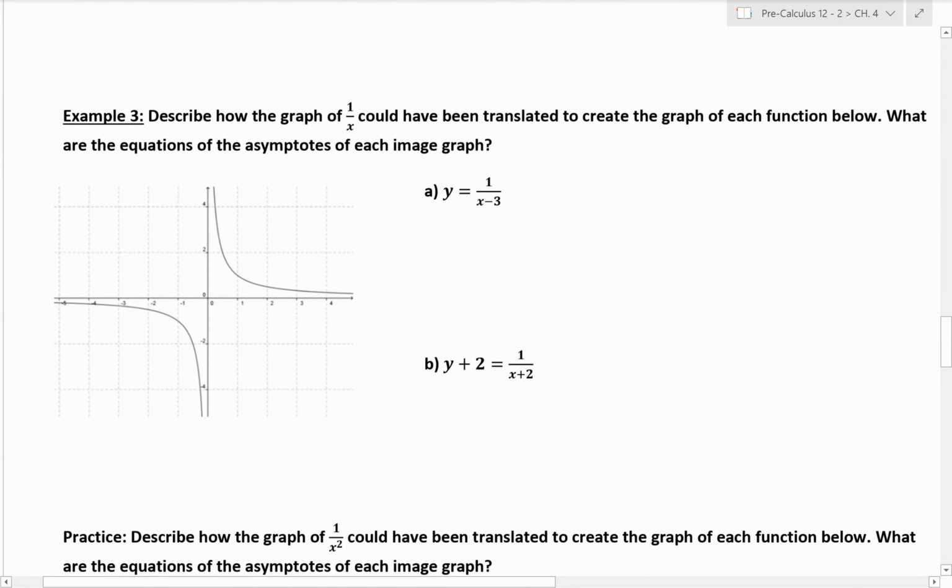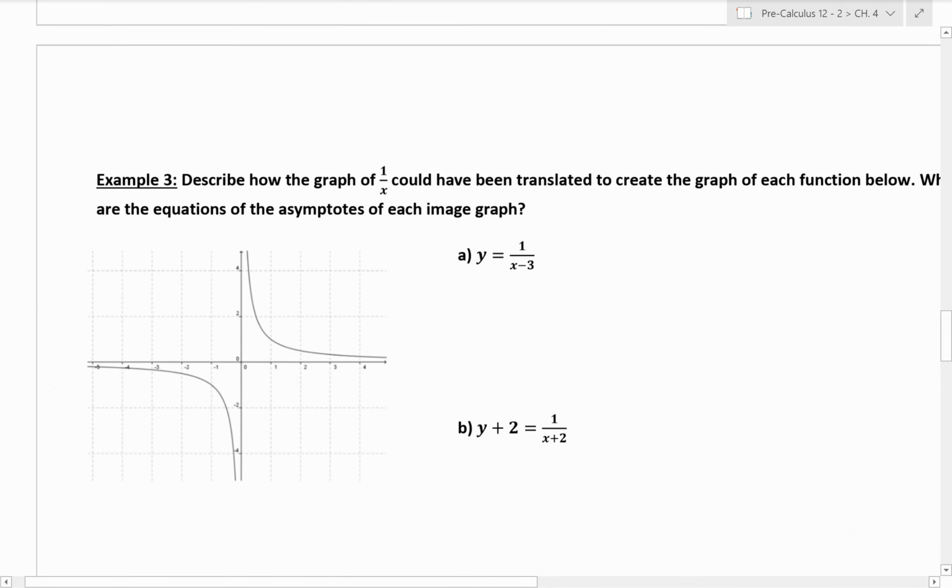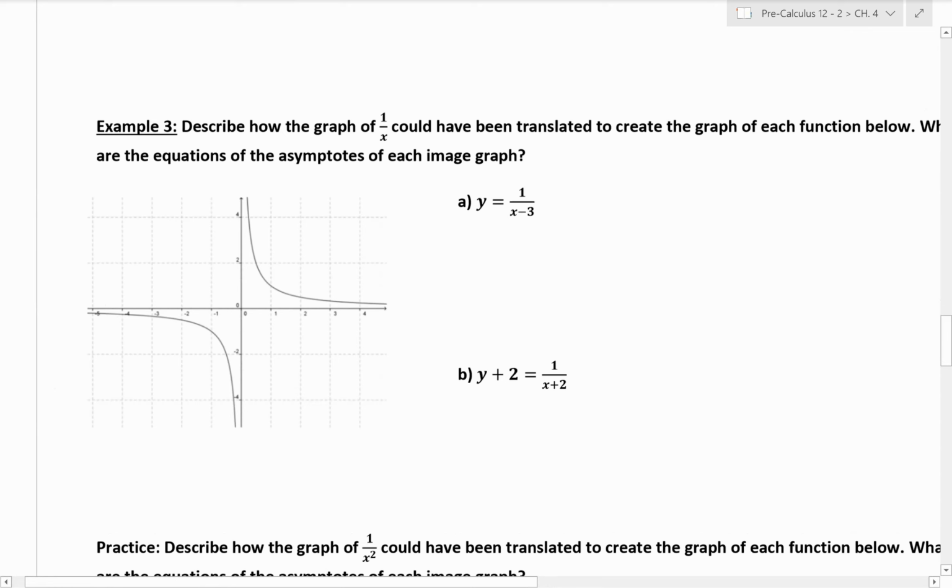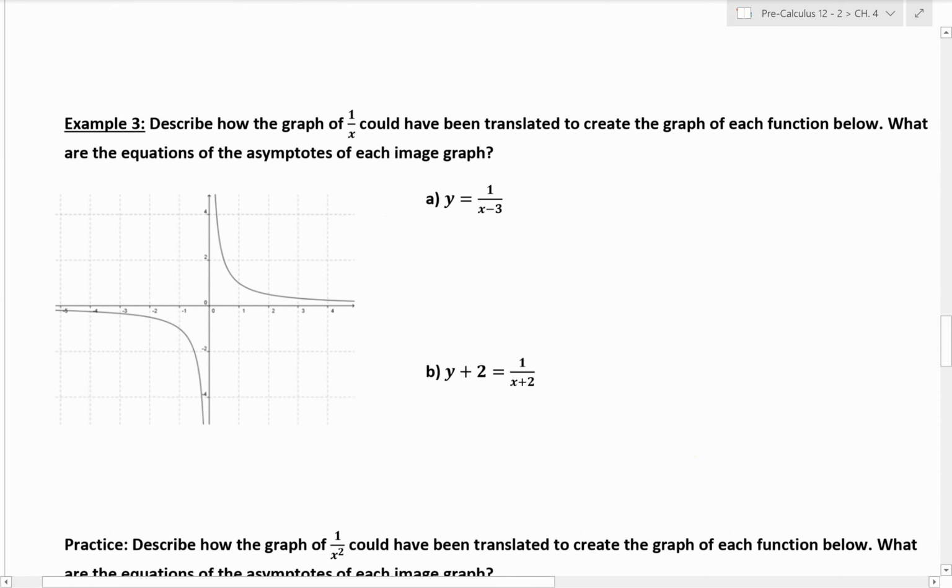All right, Example 3. It says describe how the graph of 1 over x, the function I showed you earlier, could have been translated to create the graph of each function below. What are the equations of the asymptotes of each image graph? If you look at this function, y equals 1 over x, how does that compare with this? The only difference is that x has been replaced by x minus 3. So this means we are translating.